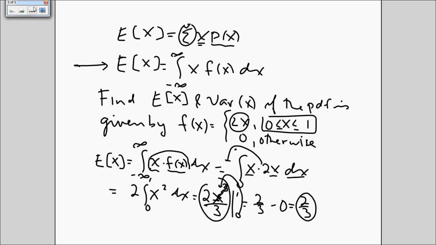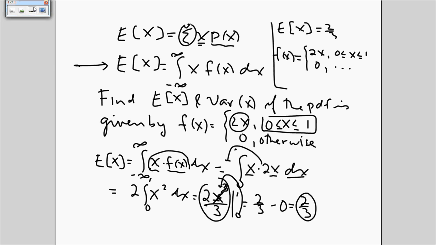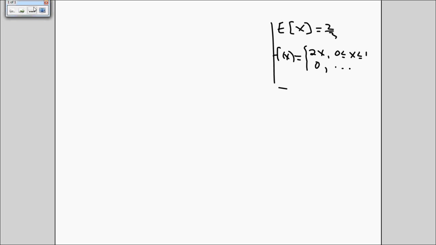Okay. So let me just write that up here. Just write down two things. The expected value is 2/3, and f of x is 2x between 0 and 1 and 0 otherwise. Okay, so we have the expected value. Now we want to find the variance. Let's get rid of all of that.